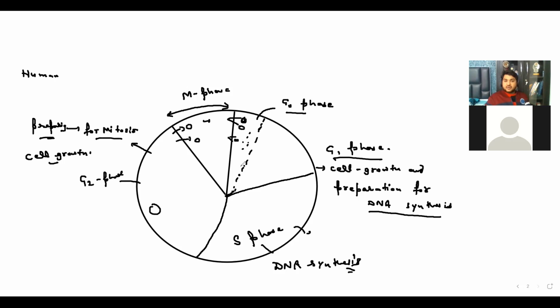So where does the actual division take place? I think it's actually in the M phase. M phase. So whatever is left is a gap phase, like a break. This is known as the interphase. Better to write it like that. This is completely interphase. Why? Because a baby has just formed, so it needs time to enter again into the division phase. It can't directly go.